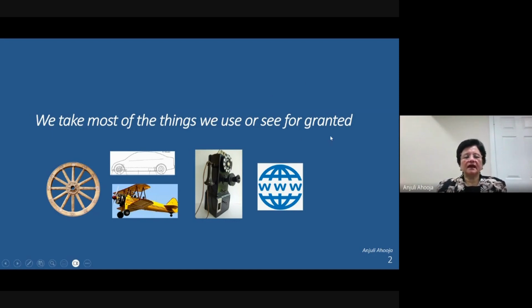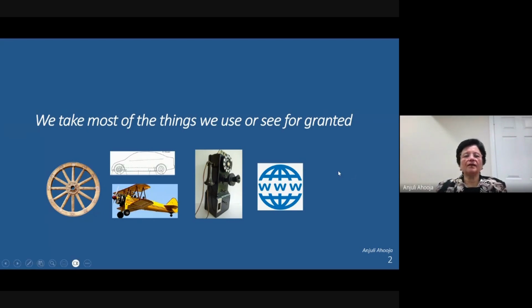So how does this happen? We take most of these things for granted. We think they were always there, but that is something that is not true. We know that somebody thought of these things and created them. For example, the wheel was created to move things. And then people thought, to move faster, they created or made a car. Then humans wanted to fly in the air like the birds, so they created the airplane. When they wanted to talk to somebody very far off, they created the telephone. And then the internet has changed the world in many ways, as we know.